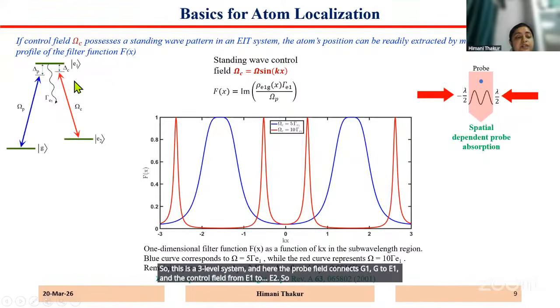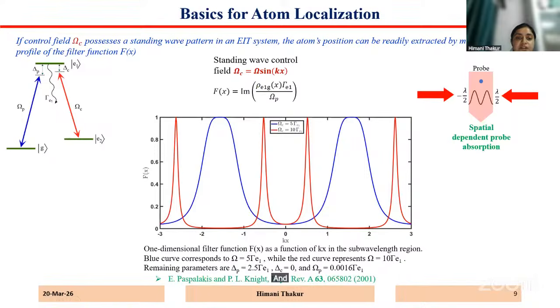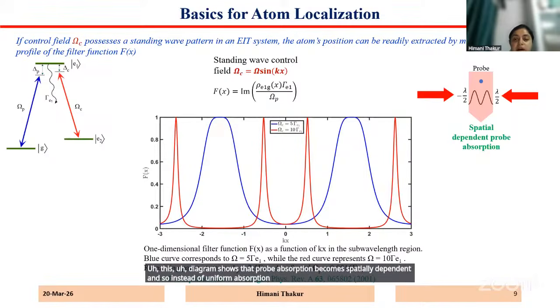So now, instead of a simple control field, we use a standing wave control field, which varies with position. The control field here is written as this. This means the field strength changes with position x, and we define a filter function f(x), which is proportional to the imaginary part of coherence. This represents the probe absorption at different positions. This diagram shows that probe absorption becomes spatially dependent, and so instead of uniform absorption, the atom absorbs light only at a specific position within one wavelength.